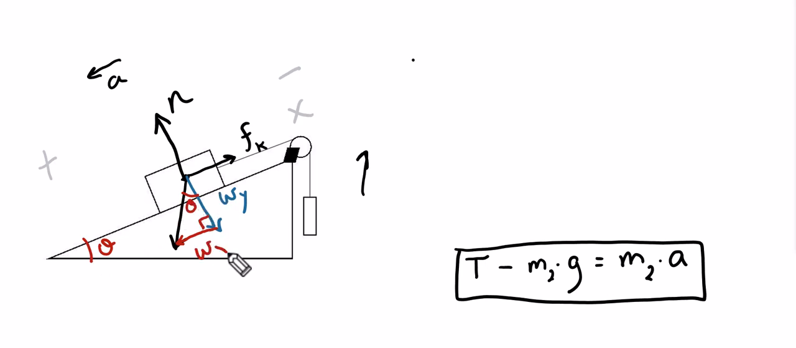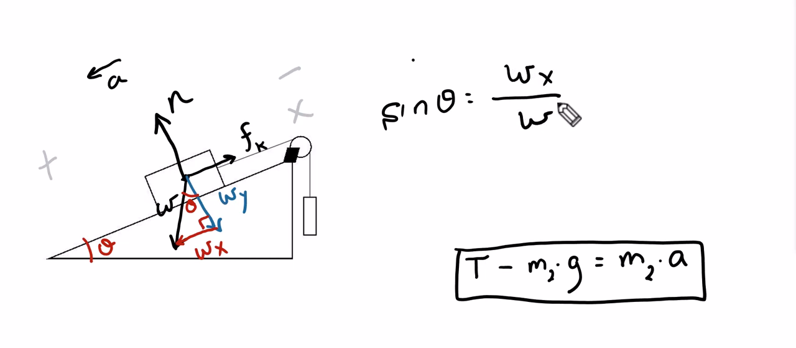This is my WX. The hypotenuse is W. We do some trigonometry. And we get that the opposite of this angle is WX, so sine theta equals WX over the hypotenuse, which is W. And again, if we're at this angle right here, that angle being the Greek letter theta, the adjacent is WY, and the hypotenuse is W.